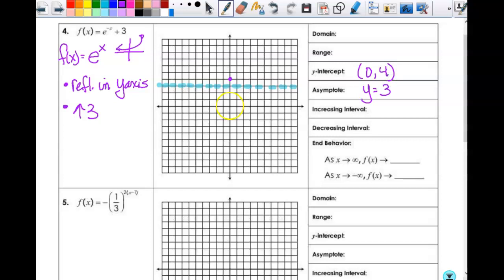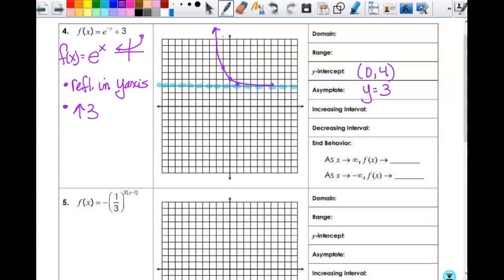All right, so then for my parent function, when x is 1, y is about what? 2.7. So I start up here at 2.7. I reflect in the y-axis, which means it goes over here. And then I go up 1, 2, 3, and I'm about right there. For my parent function, when x is negative 1, y is about 0.36. I reflect in the y-axis and then move up 1, 2, 3, and I'm about right there. And E is not any harder than any of the rest. You just have to know the 2.7 and the 0.36.